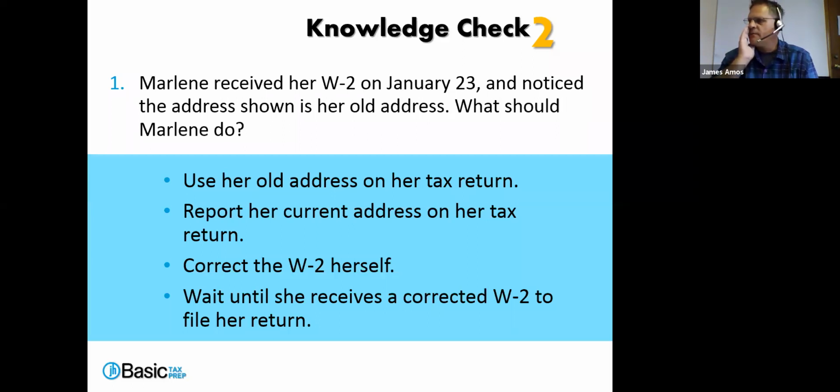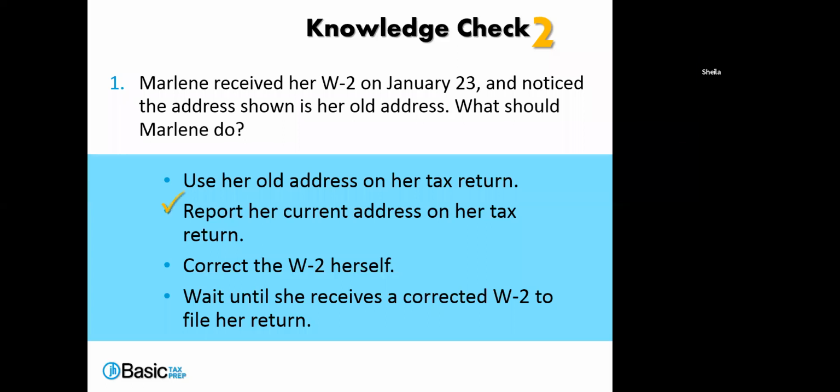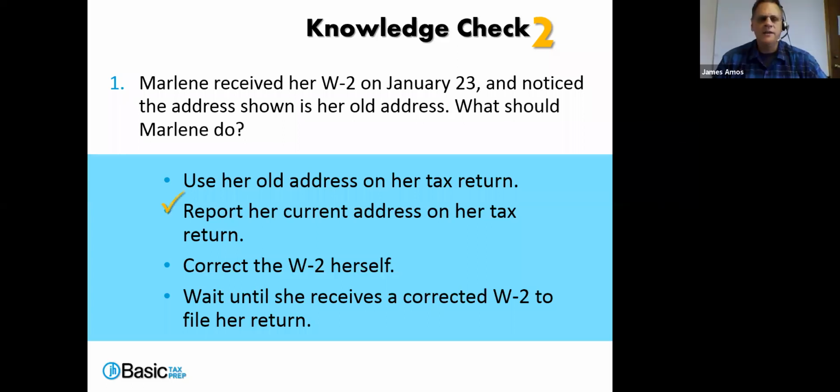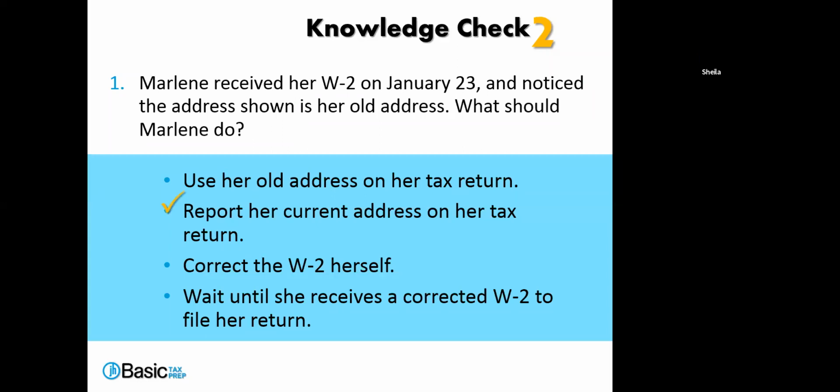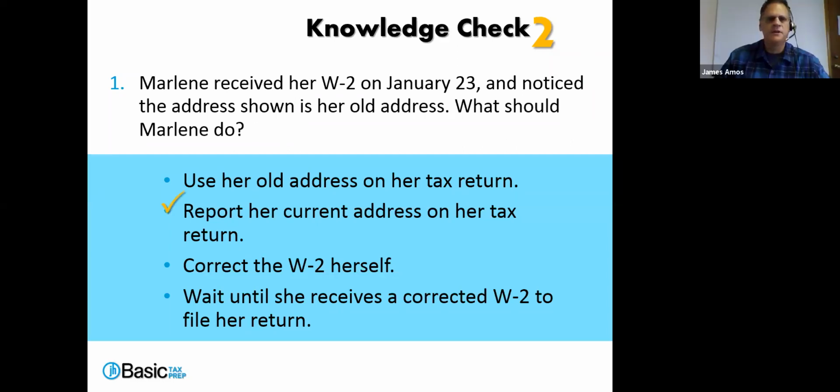And Sheila, you're still not able to get that, are you? Correct. Okay, that's all right. What do you think the answer is, Sheila? B. That's right, B. Tell me why that's the correct answer. Because that is the current address of record, and that's where the IRS would be sending the refund. Exactly right. So it's not critical that it's wrong on the W-2.